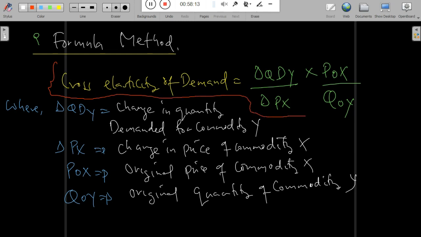The original quantity of commodity Y is represented by QOY. Now, after understanding the formula and the formula method, it will be better if we go through how we can find the cross elasticity of demand under given information or data sets. So here is an example on how we can calculate the cross elasticity of demand.